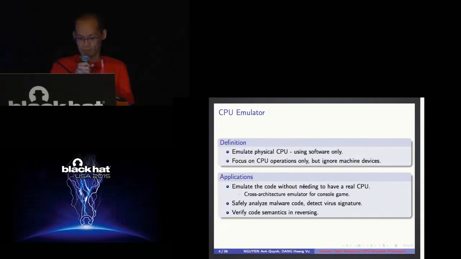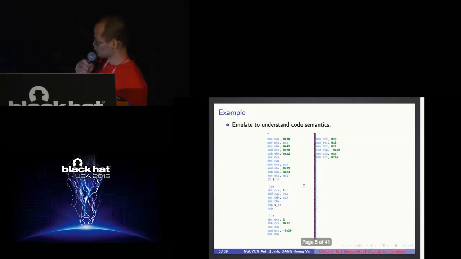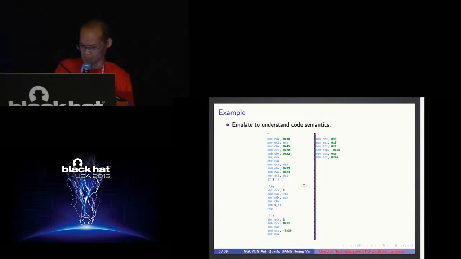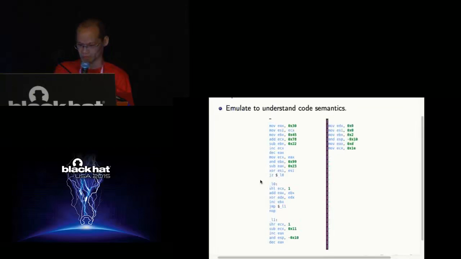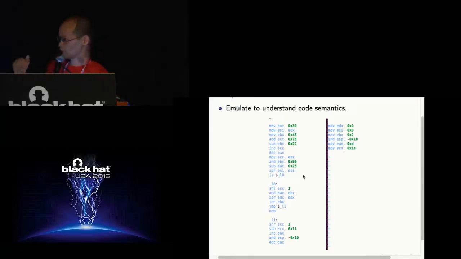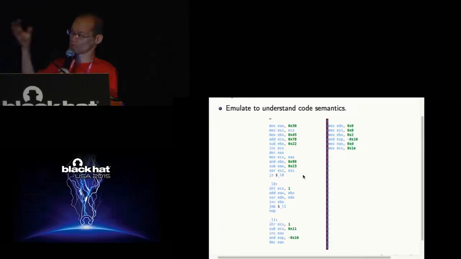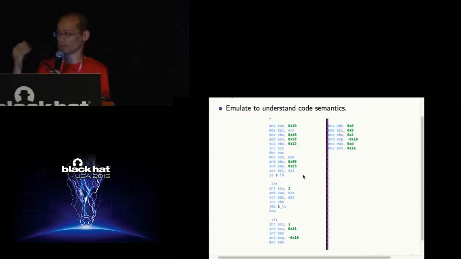And you can also use a CPU emulator to verify the code semantics when you reverse the code. Here's one example. Can you see that? Okay, zoom in. So you see that there are two codes, left side and right side. Actually, these two codes do exactly the same thing, but the code on the right side is much simpler and easy to understand. But the code on the left side is very hard to understand, very complicated. And actually, the code on the left side is generated by the malware. They transform the code on the right side to the code on the left side. So as a malware analyst, it's very hard to analyze, right?